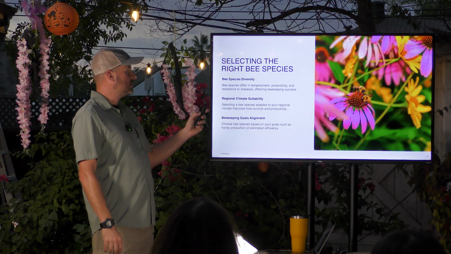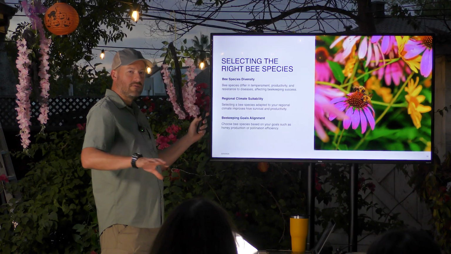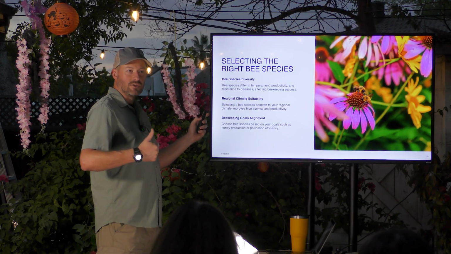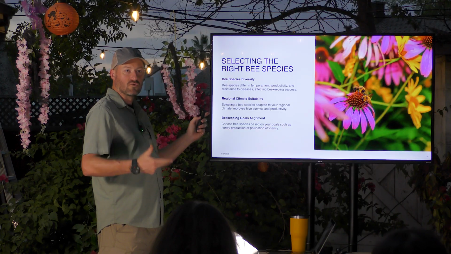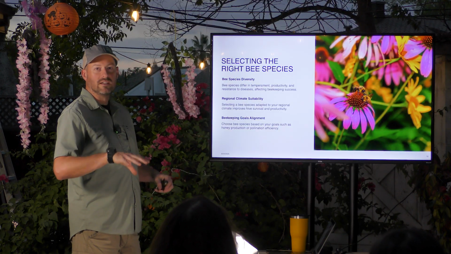Regional climate suitability. Some people live up in elevation. It won't really have an effect for people below 3,000 feet, but once you get up higher and deal with the snow or the hard frost, you might want to go with a Russian or a German line of bee. We do pretty well here with the Carniolans and Italians.